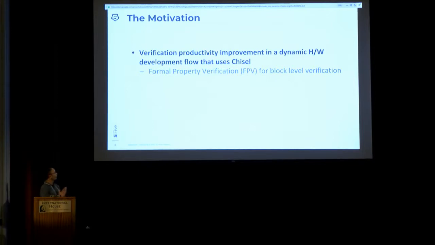The primary goal, the motivation, was increasing the verification productivity. As I already mentioned, block level formal verification is something geared for productivity improvement at SiFive. We have a very dynamic hardware verification flow. You change something in our configuration, you get a new piece of RTL. So the test in a dynamic hardware development flow has to be dynamic in nature too.